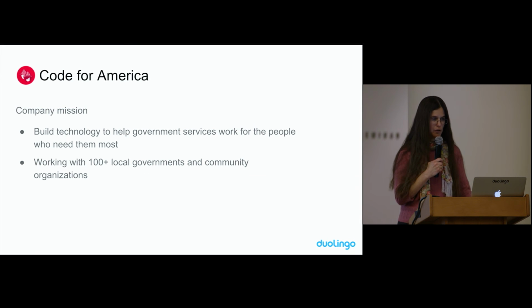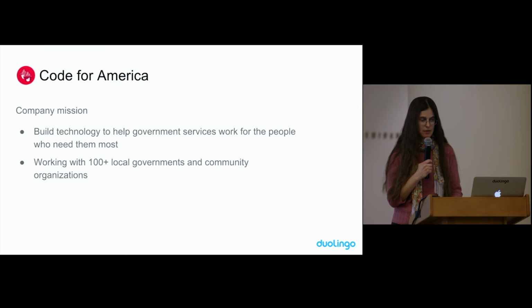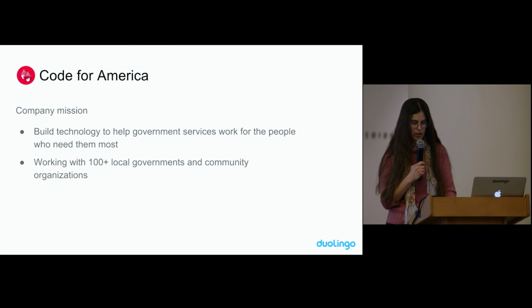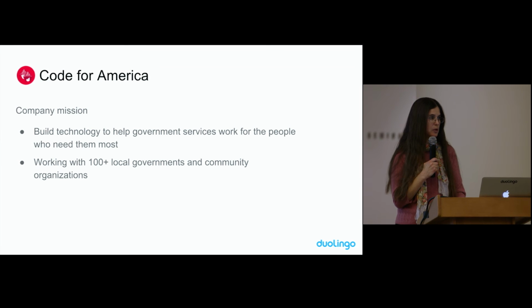The mission of Code for America is to build technology to help governments build services that work for the people who need them the most. Code for America is working with hundreds of local governments and municipalities. It does a couple of different things. It works on its own projects, and then it also creates a platform for volunteers to build services in their own local governments and municipalities.